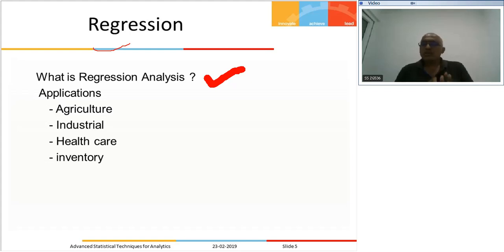Now, once we know that there is a relation, what is the next step that we look for? Suppose you think of applications like agriculture. In agriculture, if you increase fertilizers, then the yield also increases. The yield depends on the amount of fertilizer that we are giving, that is the input. Now we want to establish whether this is a fact or not.